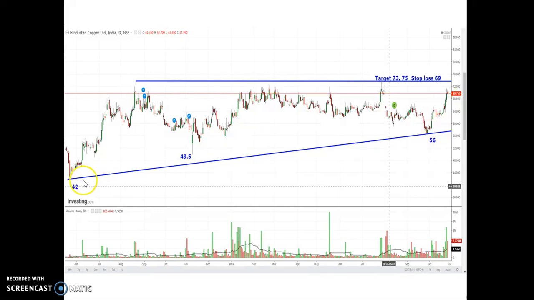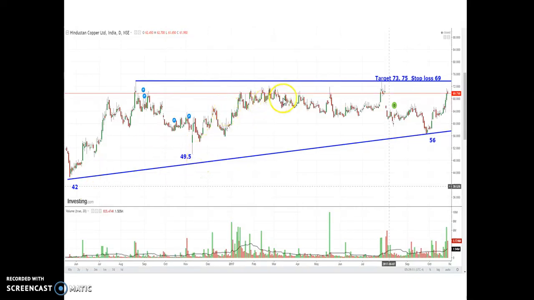I have drawn the trend line from 42 rupees to the next supply. Demand is at 56 rupees. So these are the demand zones for Hindustan Copper. This one is the long term and this one is the mid term. Another zone is the minor one, at 49.5. These are the demand price levels for this stock.